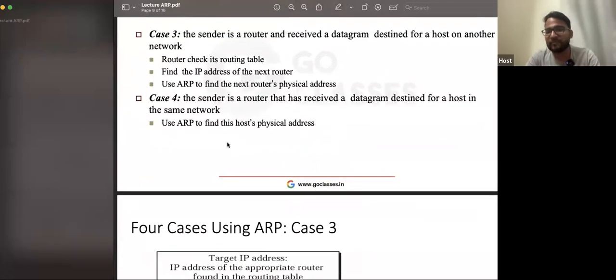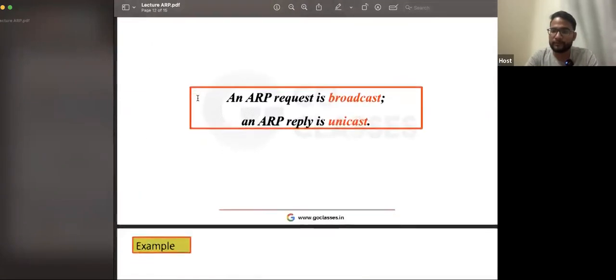Okay, this third and fourth are the same as the second. This is the same as the second one. This is the same as the first one. Whether both the devices are in the same network or in another network, there are only two cases effectively.